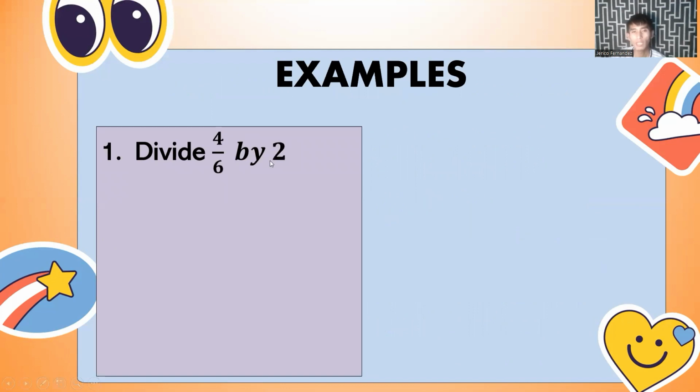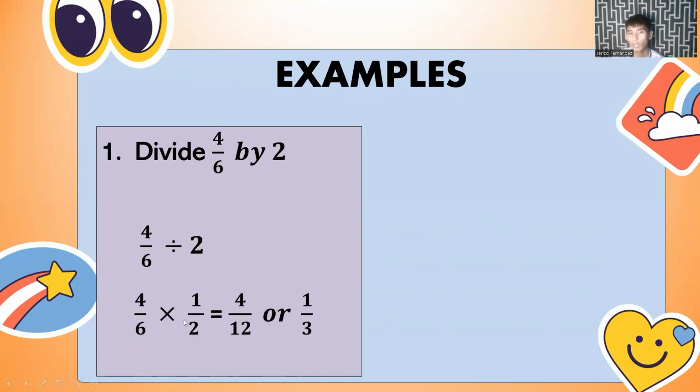Examples. 4/6 divided by 2. So, ang 2 is natural number. Again, what is the denominator of 2? 1 po. Okay, now we have 4/6 divided by 2. So, sabi sa division, get the reciprocal of the second or the divisor. So, the reciprocal of 2 or 2/1 is 1/2. And then, we will proceed to multiplication. 4/6 times 1/2, just multiply the numerators, multiply the denominators, and then lowest term. 4/12 or 1/3.